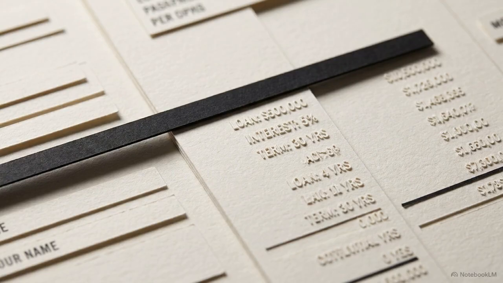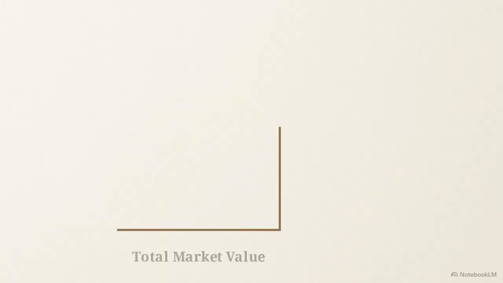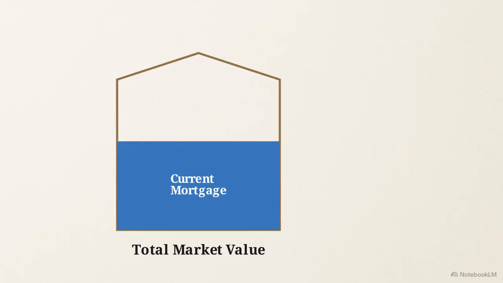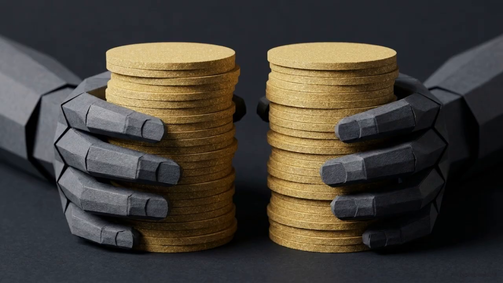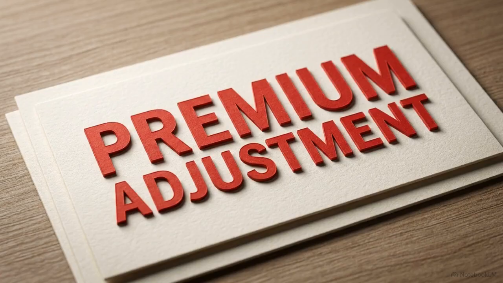Your combined loan-to-value, or CLTV, is the ultimate ceiling on your borrowing power. Lenders calculate your current mortgage plus your new loan, and they typically enforce a hard cap at 80 to 85% of your home's total value. If you push your calculator inputs to that absolute 85% limit, you will unlock the highest possible lump sum of cash. But lenders view borrowers at the maximum limit as a higher risk. They will penalize that aggressive borrowing.